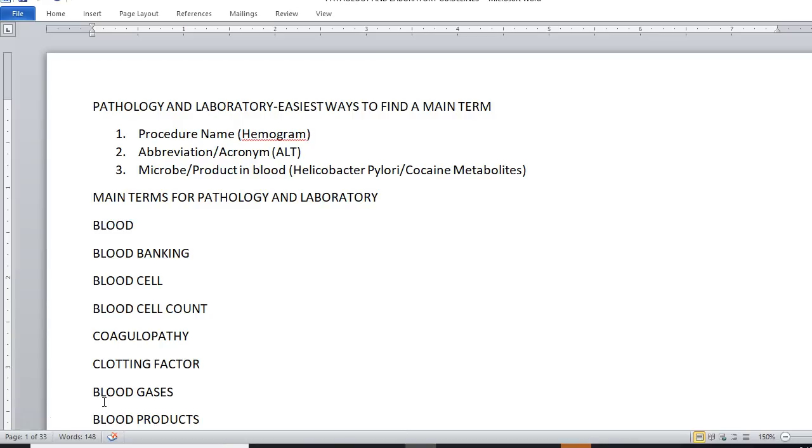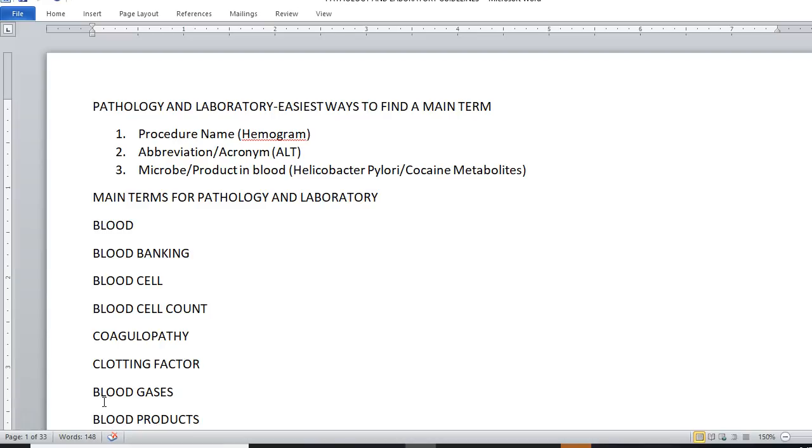The other thing that we can look for, which is a little different, is the microbe or the product in the blood itself. So we can look for everything from bacteria, viruses, fungi, parasites. We can also look for different parts of the blood: hemoglobin, different globulins, sugars. We can also look for things like drugs, like cocaine metabolites and alcohols and all sorts of stuff like that. So there's a lot of different terms here. One of the things I would suggest is take all of these terms that I'm giving you, and you might want to highlight them in a very specific color.